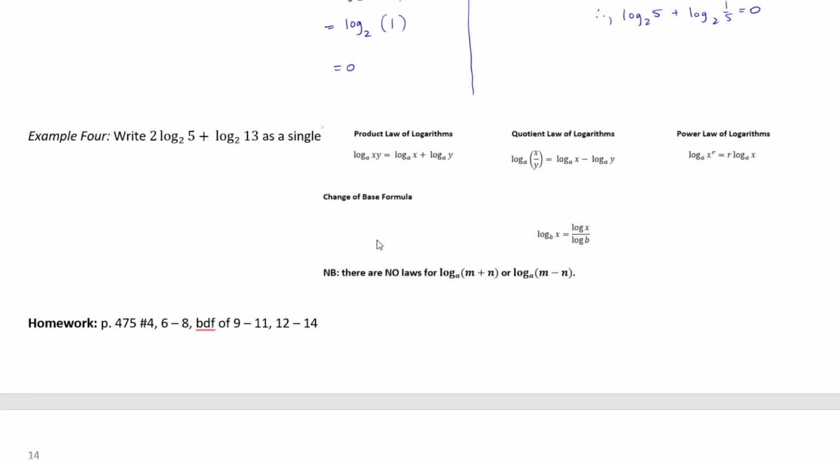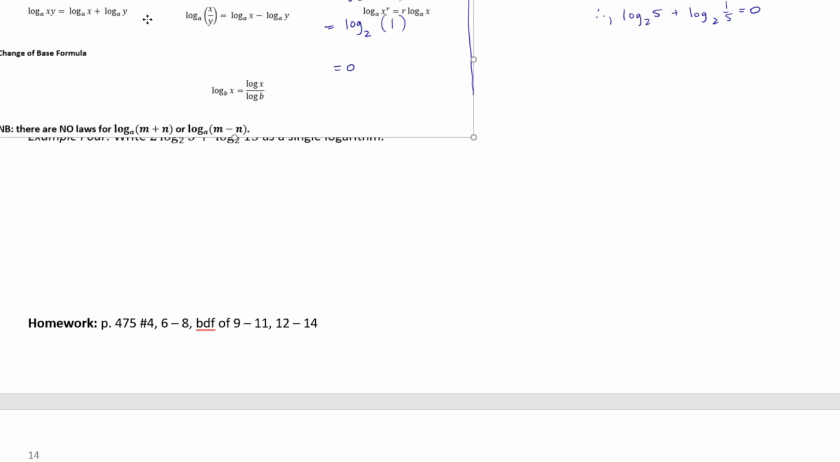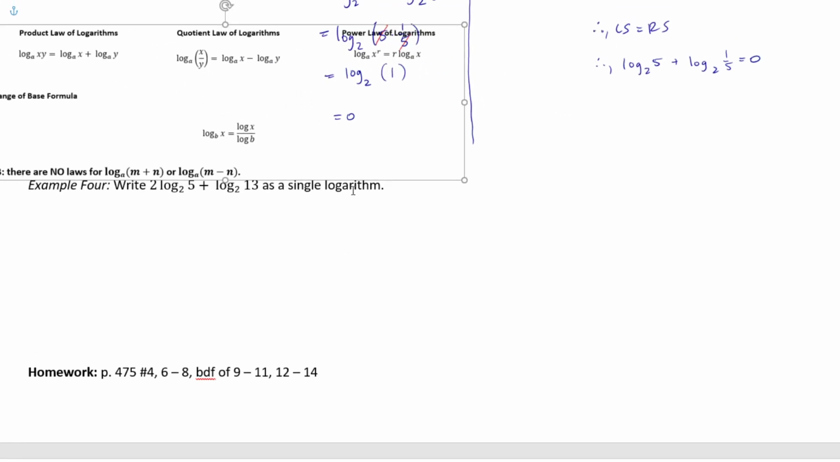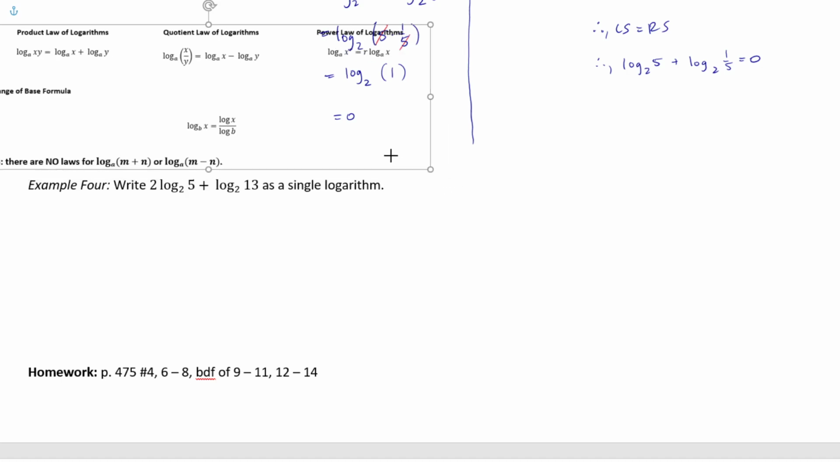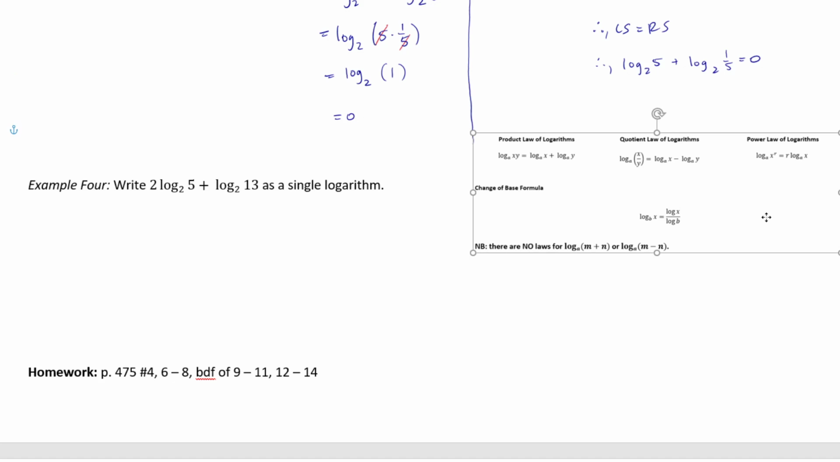Okay, keep going right here. So it says right here, write 2 log 5 base 2 plus log 13 base 2 as a single logarithm, and I've got to move my formula sheet here. Okay, all right, so what I might do here is I might just shrink this and put this over here so we still have it, we can still see it, but it's not intruding on this area.